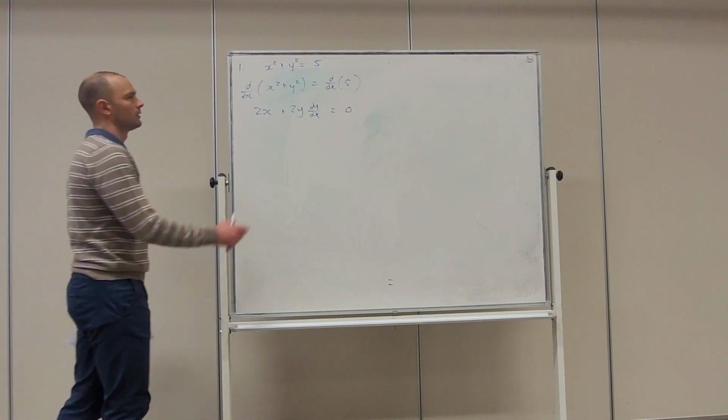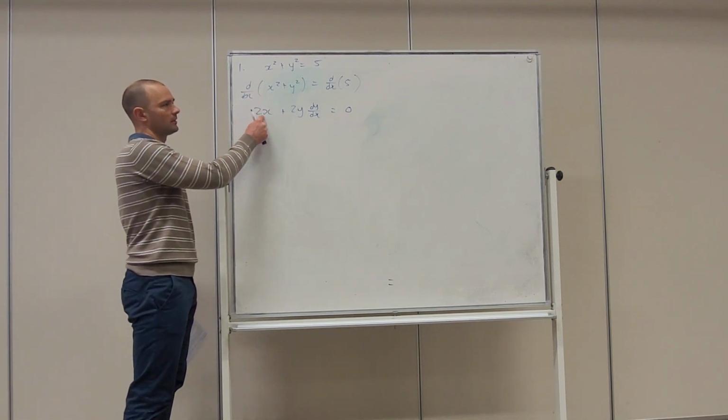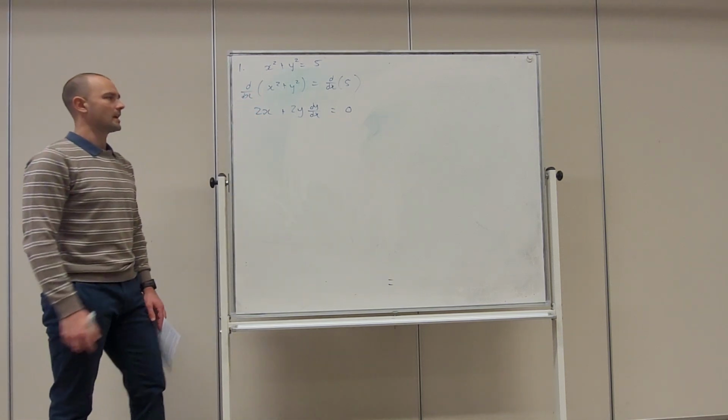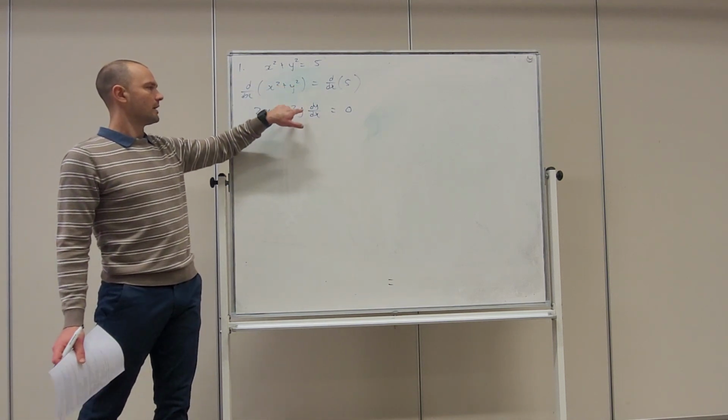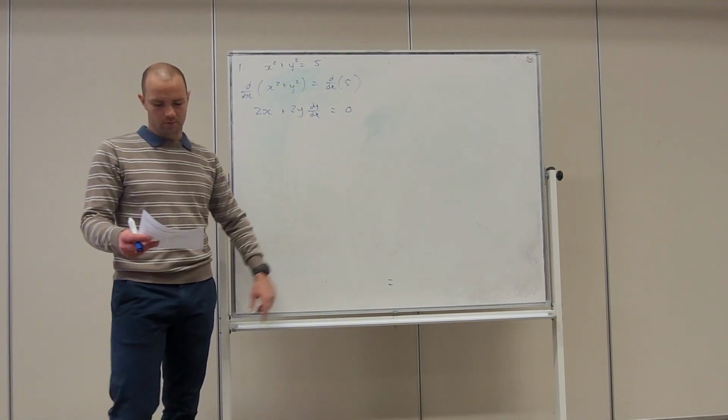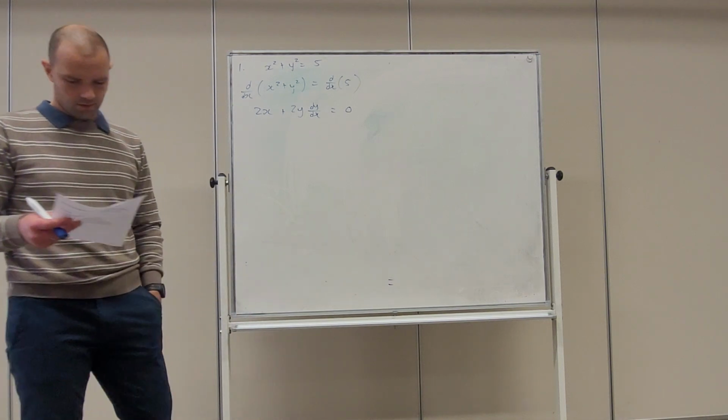So d on dx of x squared is 2x, and d on dx of y squared is 2y, and then we have our dy on dx. Alright, so that's all good.